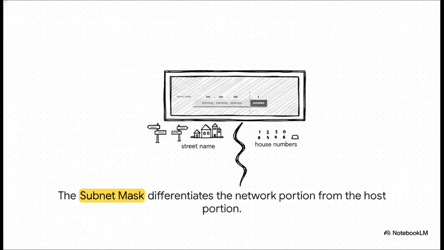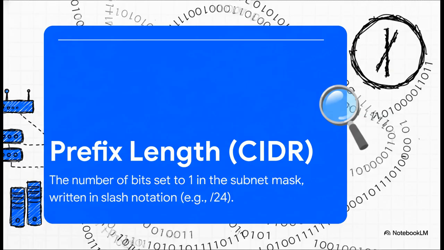So how does a computer know which part of the address is the street name and which part is the house number? It uses this special number called a subnet mask. The easiest way to picture it is like a stencil. You lay this stencil over the IP address, and it shows you which part is the network and which part is the device. It's the official dividing line. Now, typing out a long number like 255.255.255.0 over and over again is, well, it's a pain.